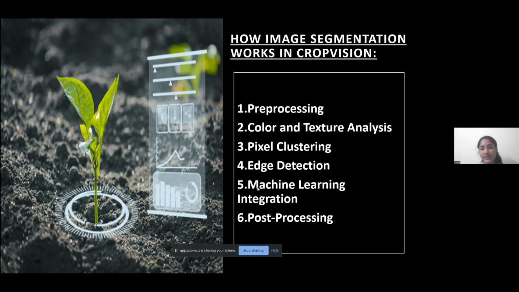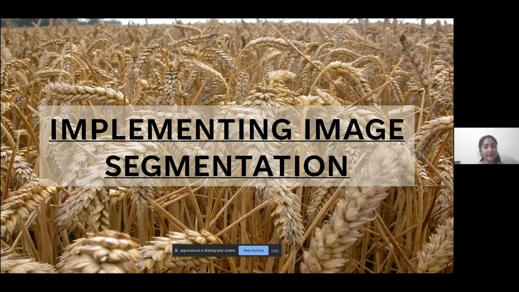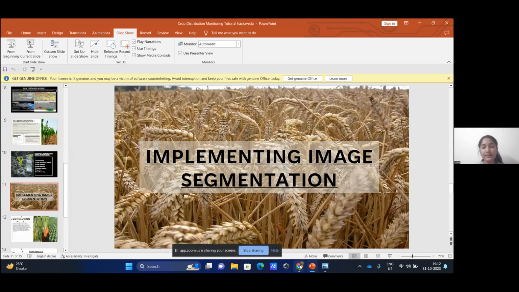Then we have machine learning integration, in which ML models may be employed to refine segmentation results. These models can learn from labeled data and improve their ability to accurately separate different types of crops. Then the last step is post-processing, in which after segmentation, additional post-processing steps can be applied to further refine the result. This might involve merging small segments, removing noise, or filling gaps in the delineation. Then we have implementation of image segmentation.